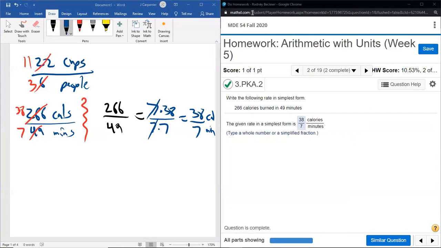Okay, so saying that someone burned 266 calories in 49 minutes, you could say is proportional to someone just burning 38 calories over 7 minutes continuously. So every 7 minutes, you burn 38 calories. 7 more minutes pass, you burn 38 more calories. Another 7 minutes pass, you burn 38 more calories. So once you got up to 49 minutes, if you added that 38 7 times, you'd get 266.